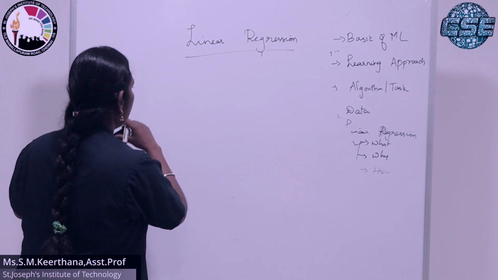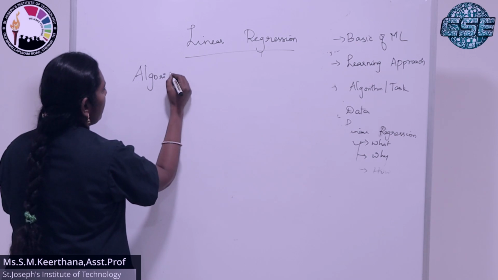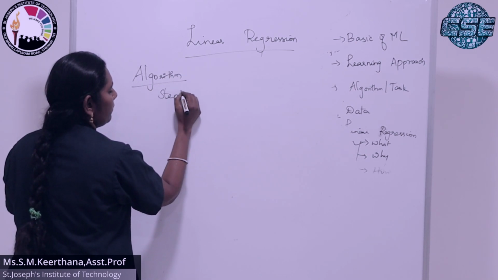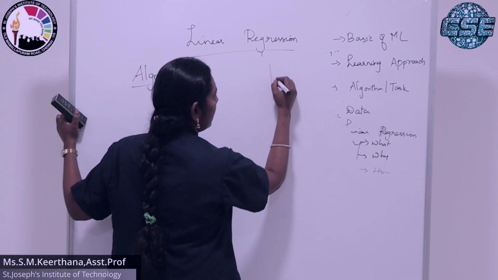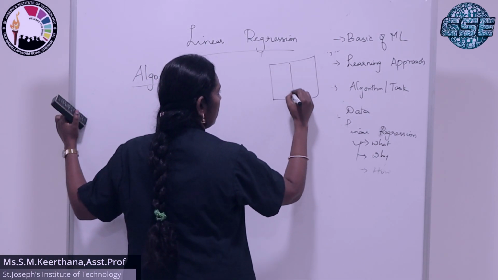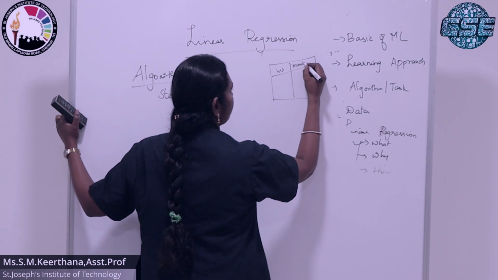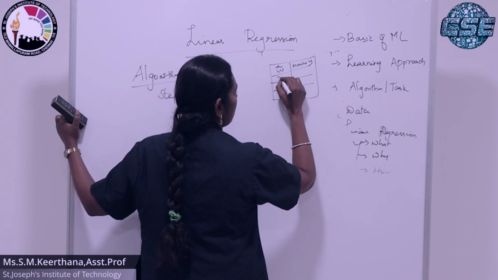Okay. So here, how it works, I would like to tell you the algorithm of linear regression. In step 1, first we take the input. Consider the earlier example where I gave hours and marks. This is x and this is y.